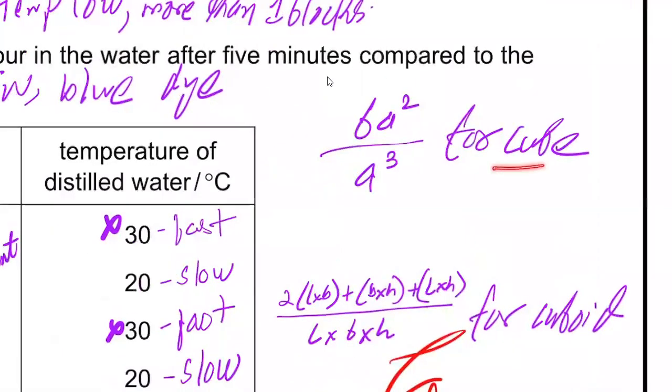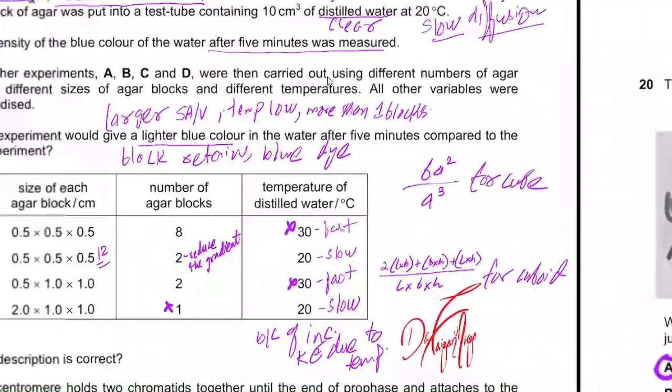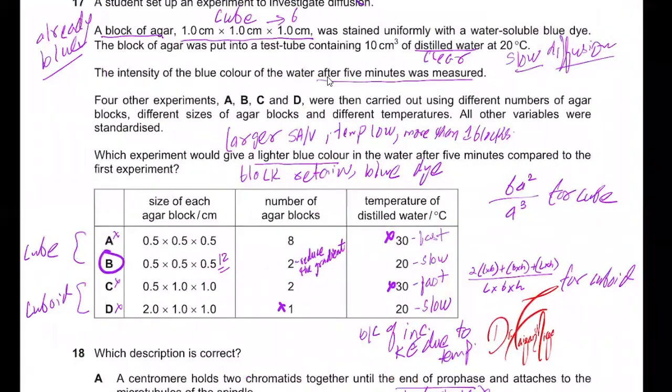If you are to calculate the surface area to volume ratio of a cube, you use the formula 6a squared upon a cubed. For instance, I had a 1 cm cube, 1 by 1 by 1, here. So my working would be 6 times 1 squared upon 1 cubed, and my answer turns out to be 6. When I do the same for this 0.5 by 0.5, my answer comes out 12. So this is a larger surface area to volume ratio, and this is exactly what we are looking for.